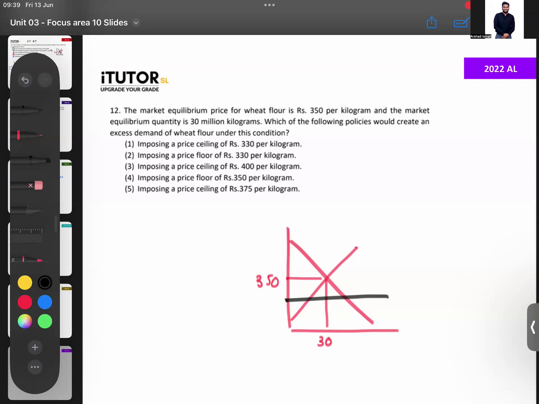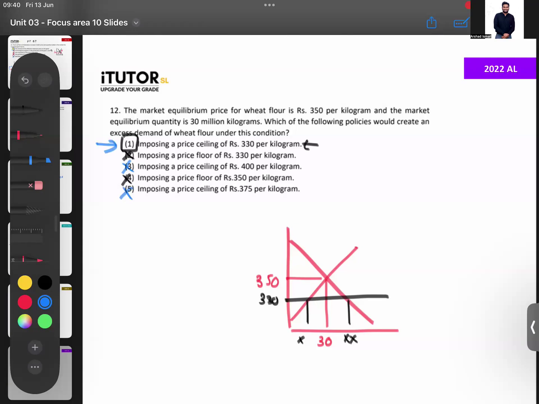So what can you get as an answer then? Imposing a price ceiling of 330 looks correct. Answer number 1. If you set it at 330, quantity demanded will be much higher. There could be an excess demand. So it could be answer 1. Option 2 says price floor. 4 also I will cut. 3 says price ceiling of 400. Now, no point setting a price ceiling of 400. You don't set a price ceiling above equilibrium. That doesn't make sense, so that's also wrong. A price ceiling of 375, again, that's also wrong. So the answer is number 1.